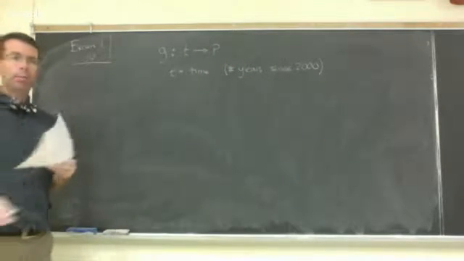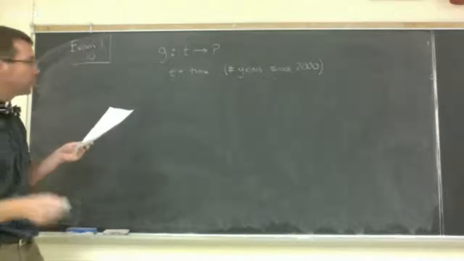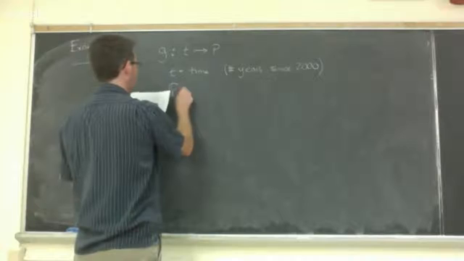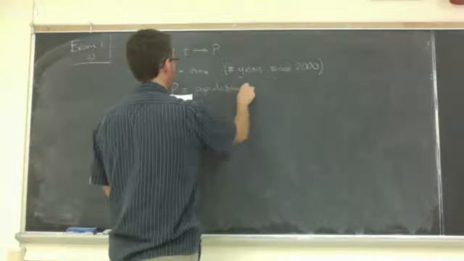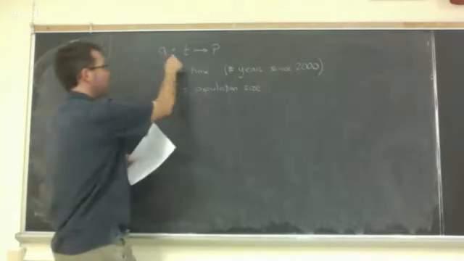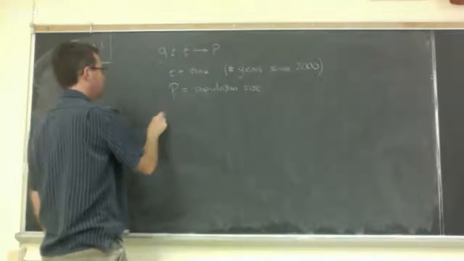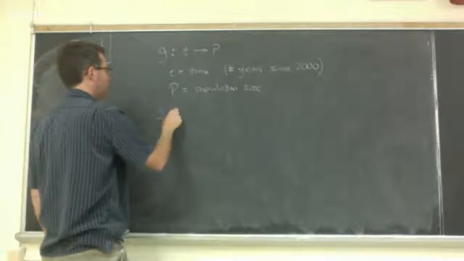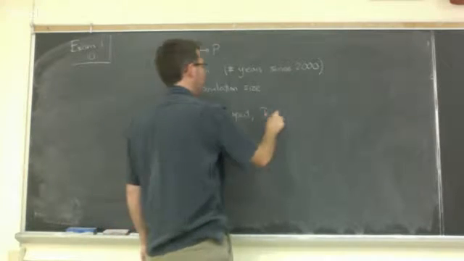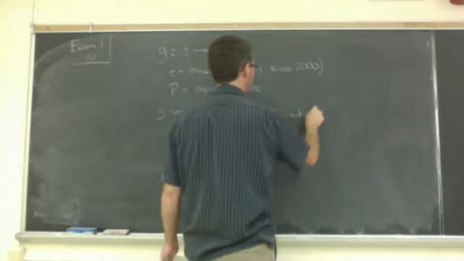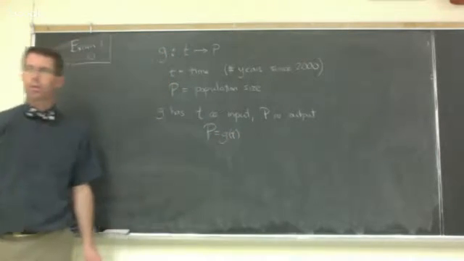So let's identify all the variables. We start by saying T is time measured in the number of years since 2000. P is the population size. And so when I say G colon T arrow P, that means G has T as the input, P as the output. P equals G of T. My population is a function of time.